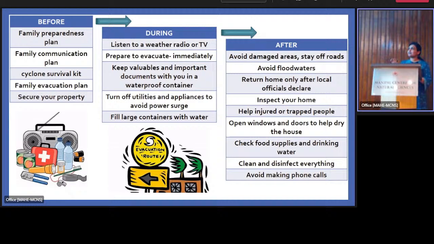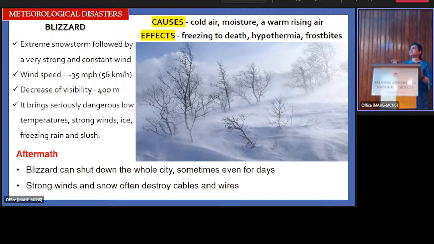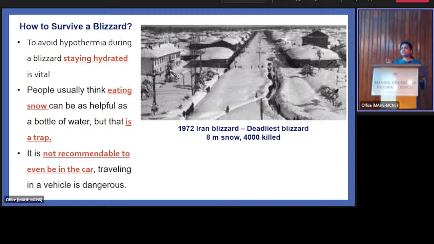Another is the blizzard, which is very common in high mountainous regions, an extreme snowstorm, and the effects are freezing to death, hypothermia, and frostbite. But how to survive this? You need to stay hydrated. You do not need to eat snow because it's a trap. And it's not advisable to even stay in the car.